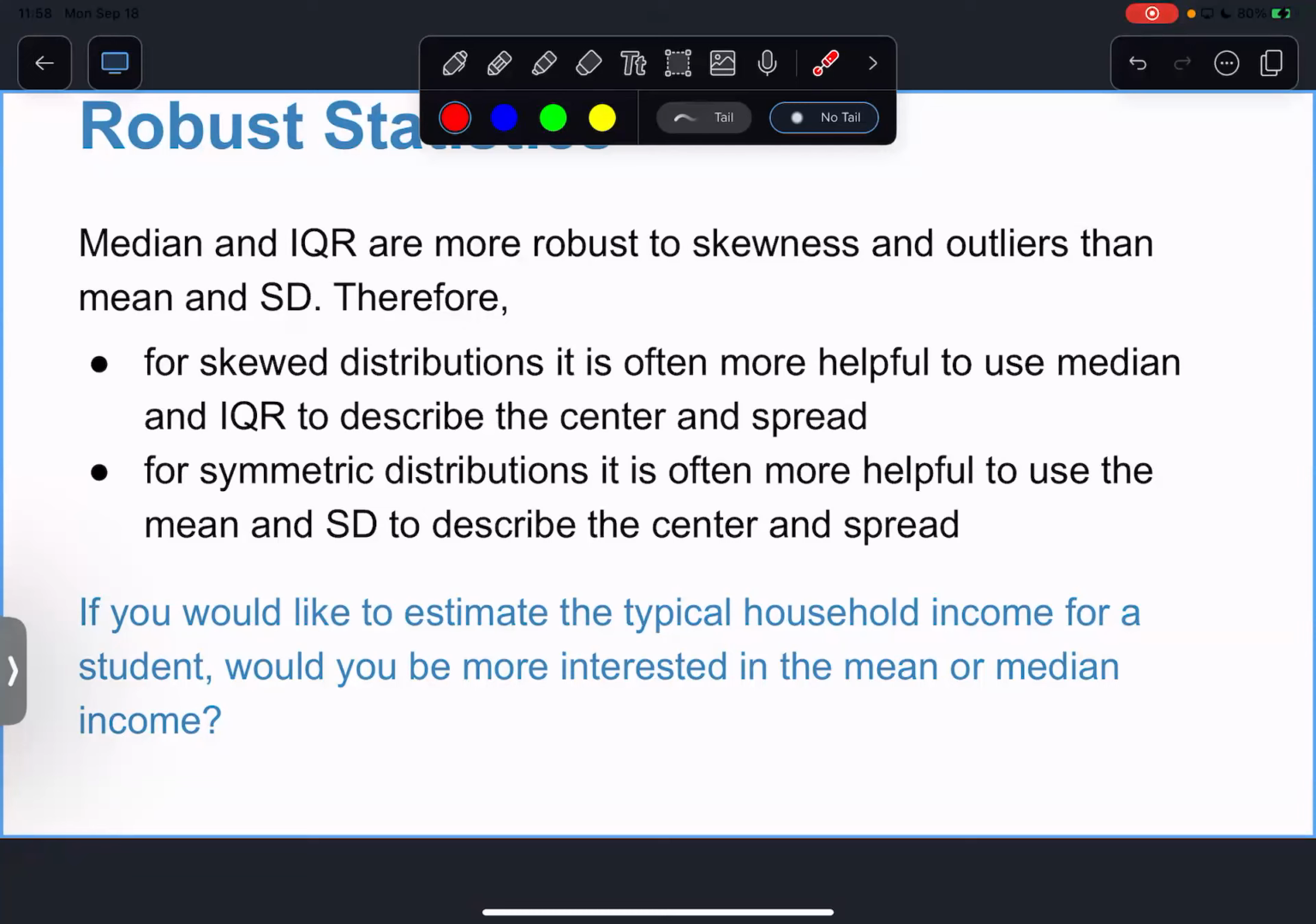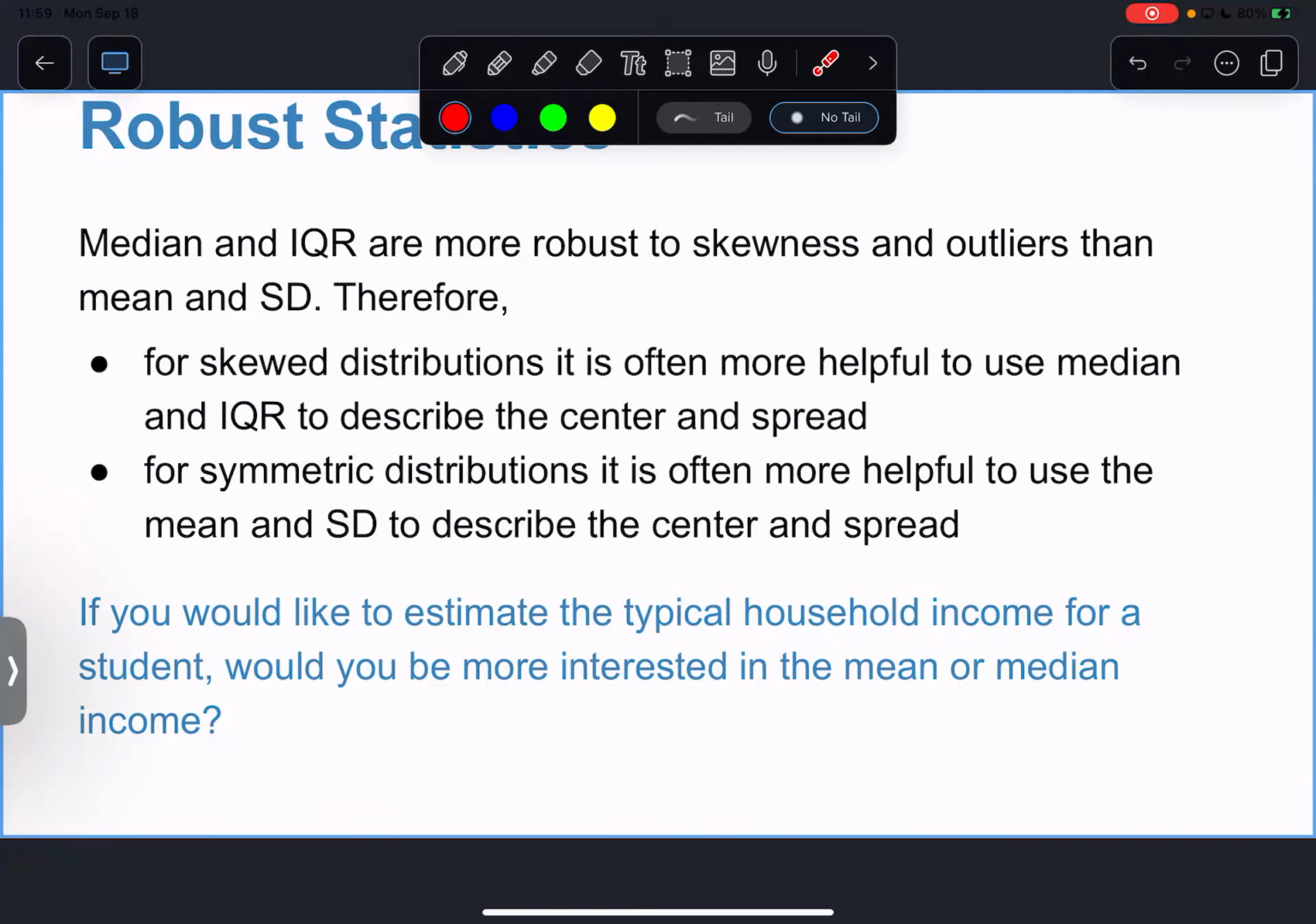Well, this is just what I said, but in a slide. The median and the interquartile range are more robust to skewness and outliers than the mean and standard deviation. There it is. For skewed distributions, we use the median and the interquartile range. And for symmetric distributions, we use the mean and the standard deviation.